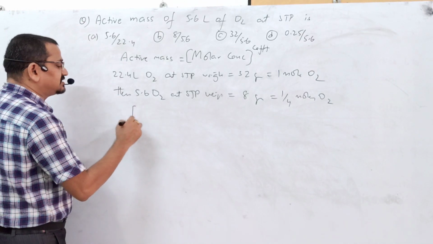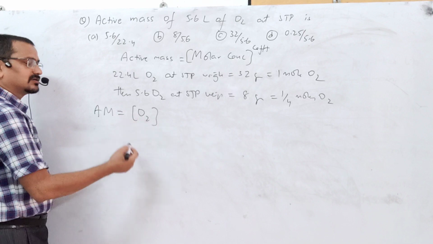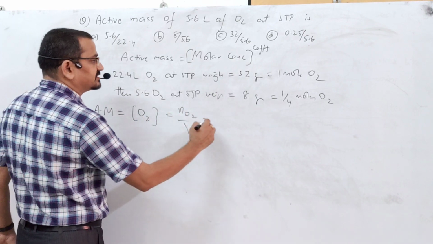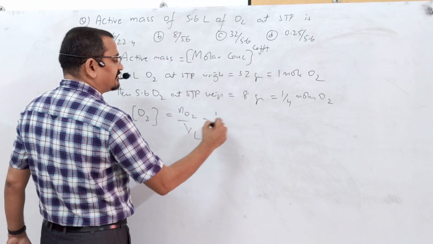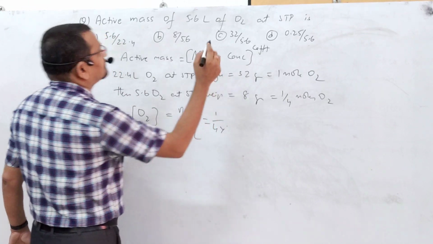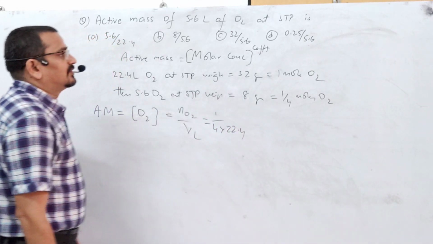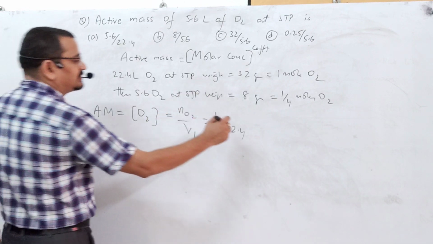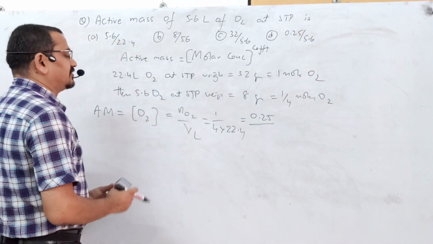What is molar concentration of oxygen? Active mass is nothing but molar concentration of oxygen, which is nothing but number of moles of oxygen per unit volume in liters. Right? So, number of moles of oxygen is 1 by 4 moles, and what is the volume? 22.4 liters. Okay. So, 1 by 4 into 22.4, 0.25 by 22.4.